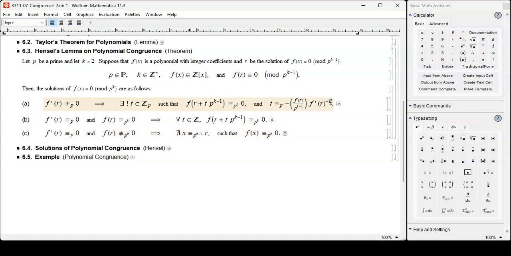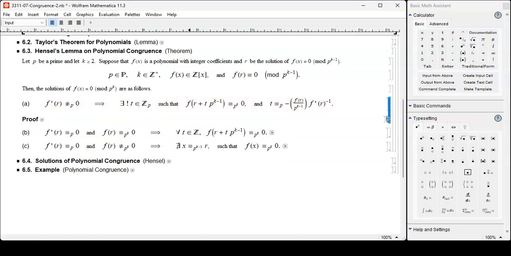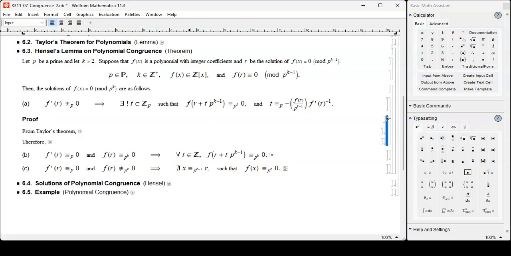Okay, all right. The main case is part A. Let's try to prove it. I hope I can complete it in this video. If I can't, then I'll just resume it in the next video.